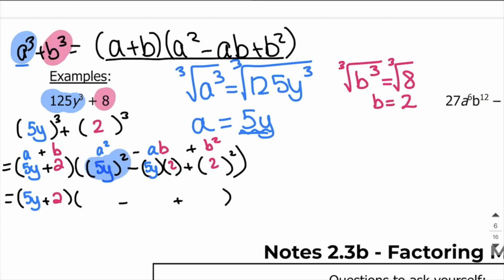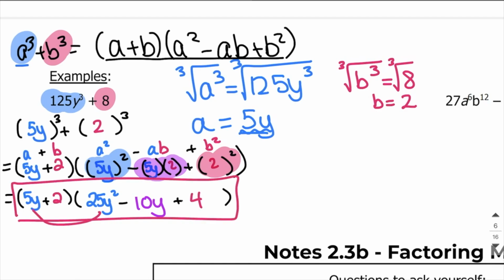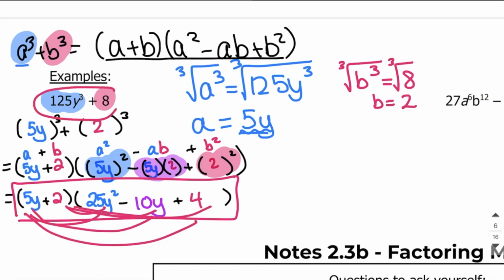And 5y squared means 5y times 5y, which is 25y squared. Here I've got 5y times 2, which is 10y, but because it's a minus sign, we're going to say minus 10y. And then here I'm going to do 2 squared, which is 4. So I'm going to put a 4 right here. And this is my factored form. If I were to distribute all of this stuff right here through, I would end up getting this as my answer. So that is my factored form.